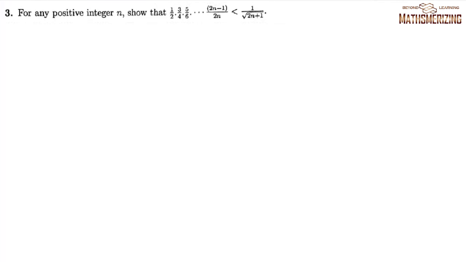Now question number 3 is, for any positive integer n, show that 1/2 × 3/4 × 5/6 × ... × (2n−1)/(2n) is less than 1/√(2n+1). Now let this statement be Pn. Now we'll solve this question using mathematical induction. Now we'll prove this result for n equals 1.